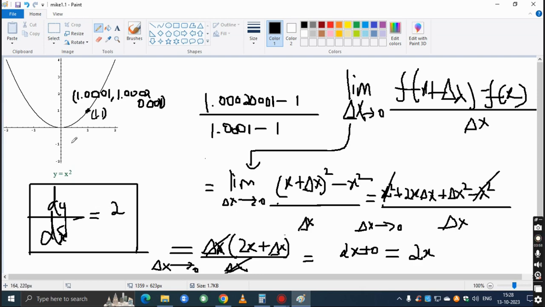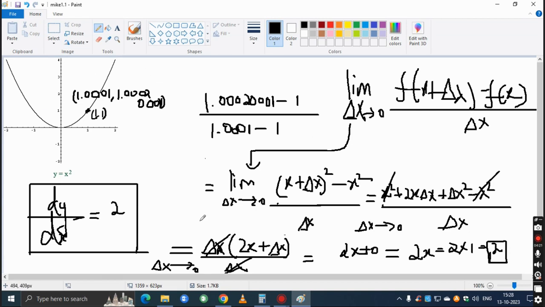Now dy by dx at x is equal to 1 was 2. So here also I'm getting the same result. 2 into x equals 1, and I have 2. So you can notice that you don't have to go through all of this pain.